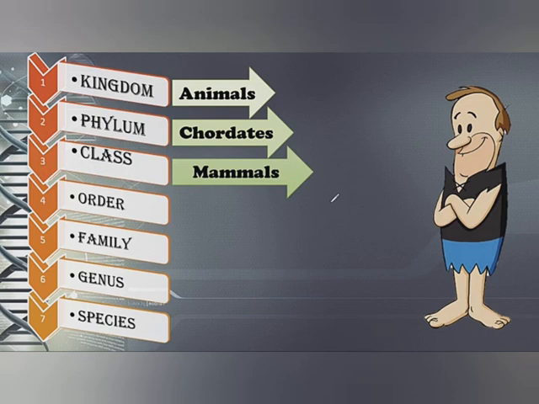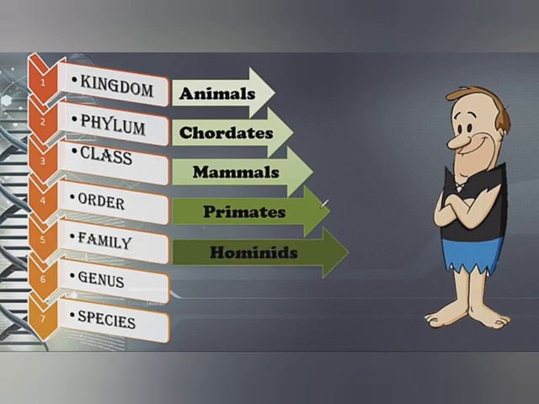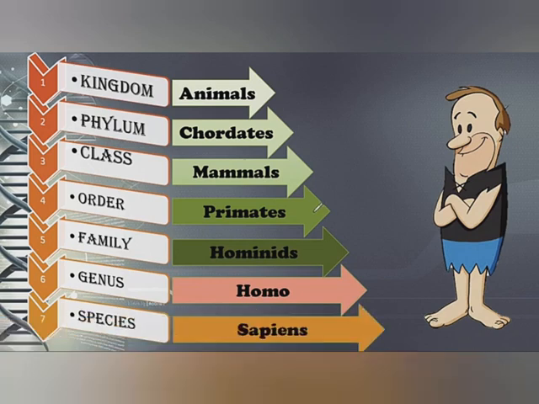Remember when we talked about Kingdom Animalia in our previous lessons. And they belong to the order of primates, because they have a straight backbone. And they belong to the family of Hominids. They have the genus of Homo, and they have the species of Sapiens.